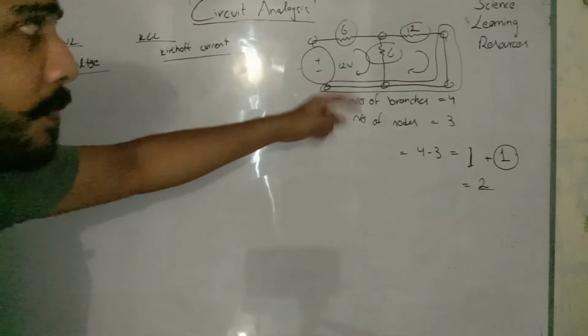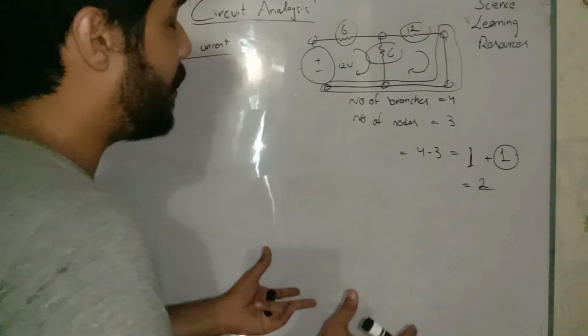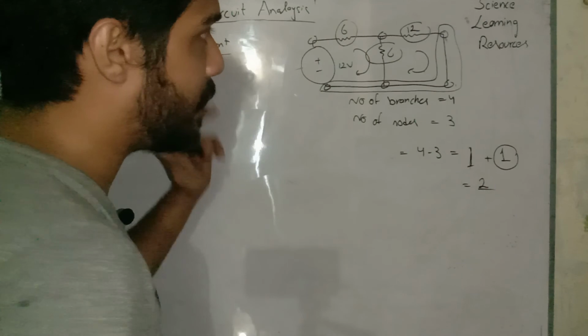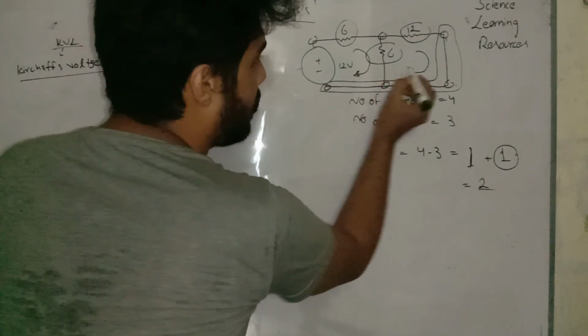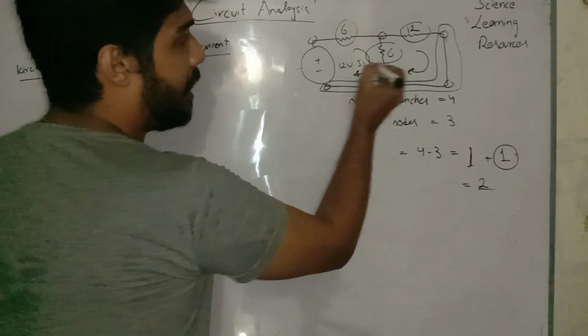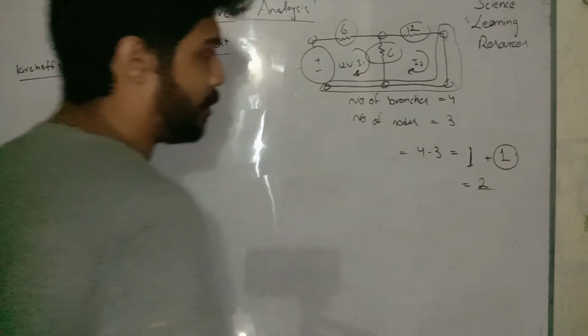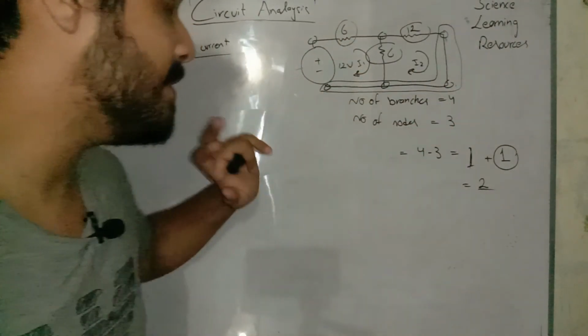The direction of the loops is totally up to you. You can either choose clockwise or anti-clockwise. But for the time being, I'm just choosing clockwise direction. You just apply this and stick to it, the direction of this arrow. And now I have to name it. Let me name this loop I1 and this loop I2.